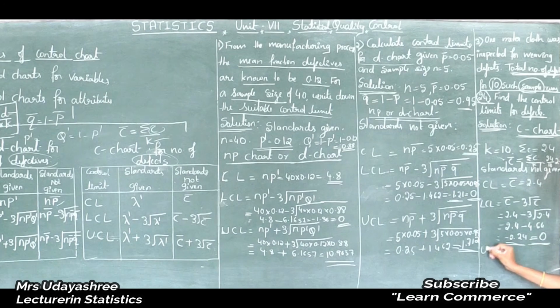And next, how to calculate the upper control limit? To calculate the upper control limit, we use the formula C bar plus 3 into square root of C bar. This is equal to 2.4 plus 3 into square root of 2.4. See here 3 into square root of 2.4 is 4.64, and 2.4 plus 4.64 is 7.04. Okay, these are the calculated values for the control limits of the C chart in the standards not given case.